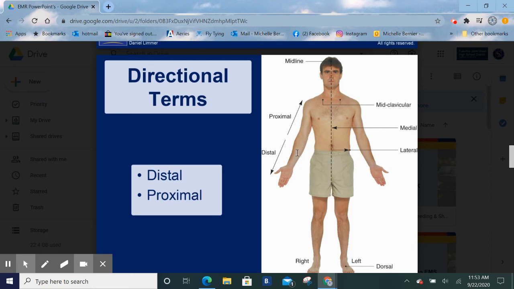You can see how distal from and proximal to actually work. It locates it actually. So if the injury was up here, we could say it's proximal to the elbow, distal to the wrist, right?